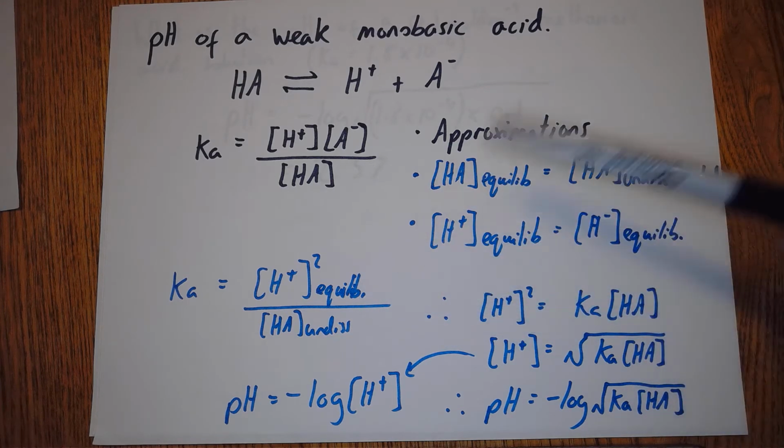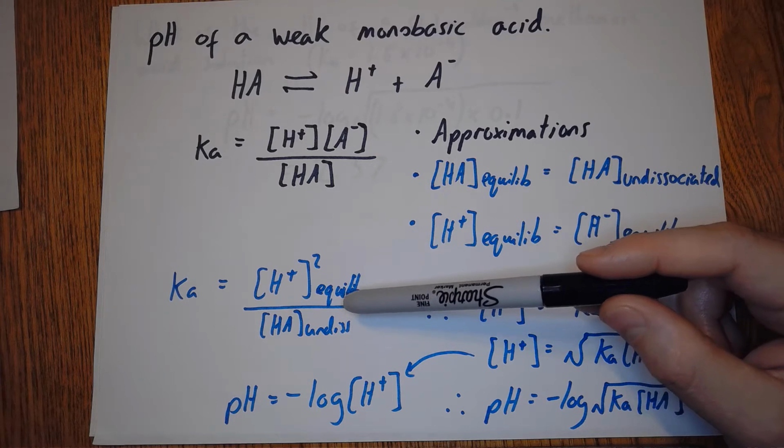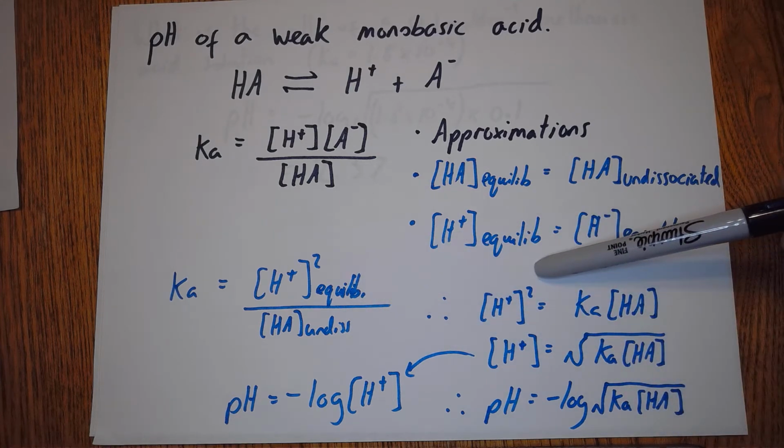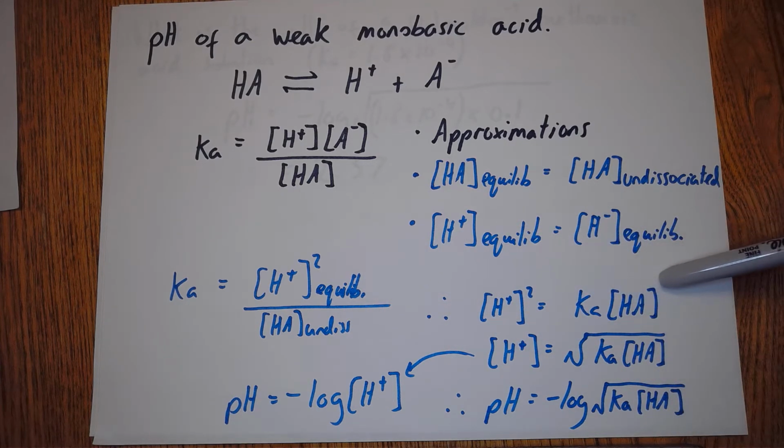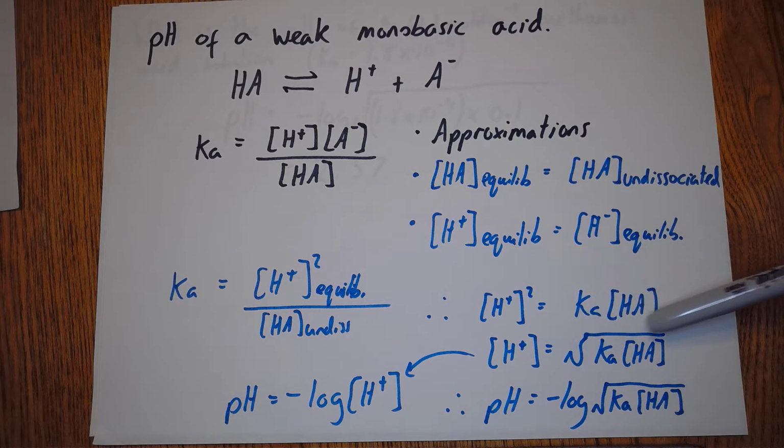So we want to find H plus, so we're going to make that the subject of the equation. So I'm going to times by HA, so H plus squared equals Ka times HA. And then I'm going to square root it to just get H plus by itself, so H plus equals the square root of Ka times HA.